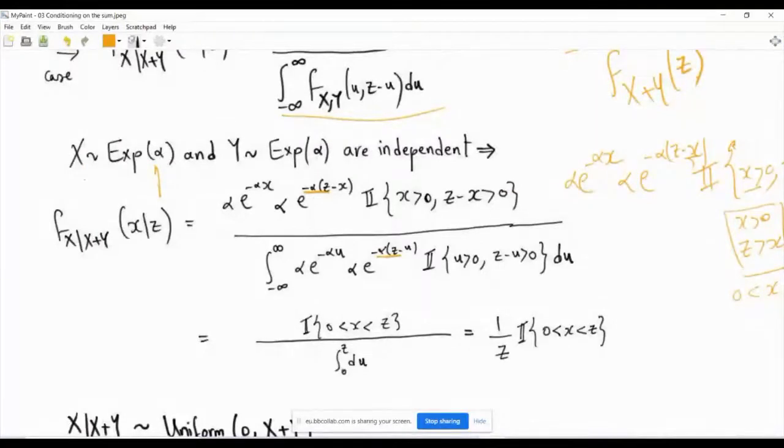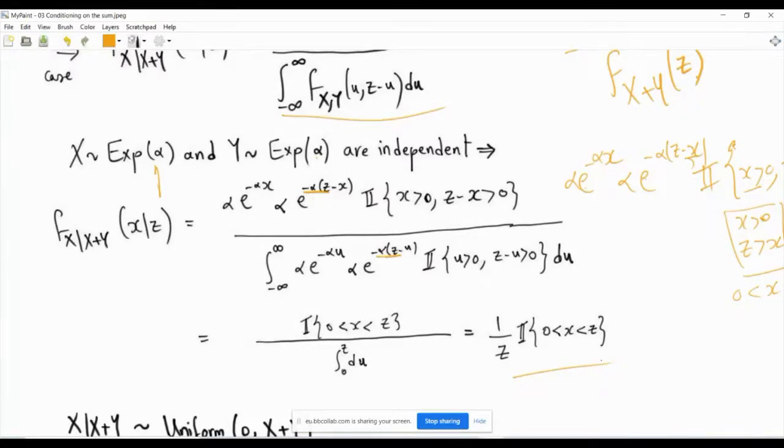So this is nice. In this case x and y are IID because they are both exponential with parameter alpha. If you condition on the sum, so if I give you two IID exponential random variables and I say x plus y is 7, what is the conditional PDF of x, given that x plus y is equal to 7? It's very nice. If you look at this result, it means that given that x plus y is equal to 7, x itself is uniform from 0 to 7.